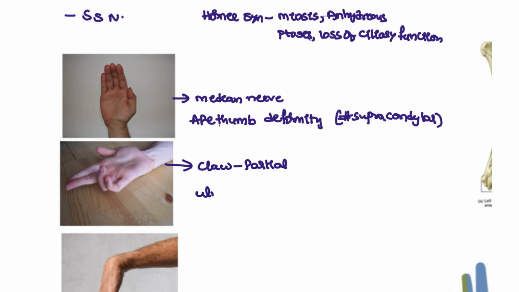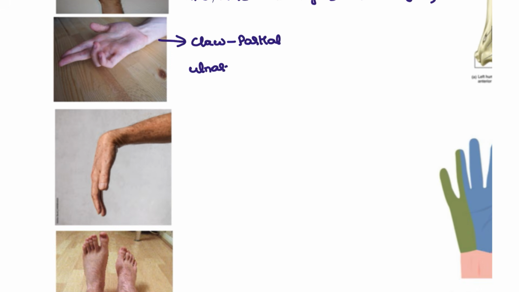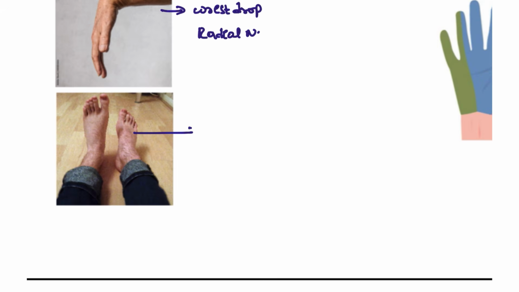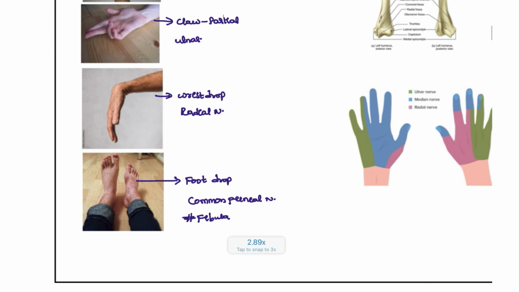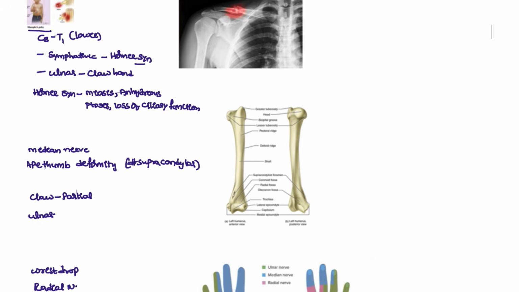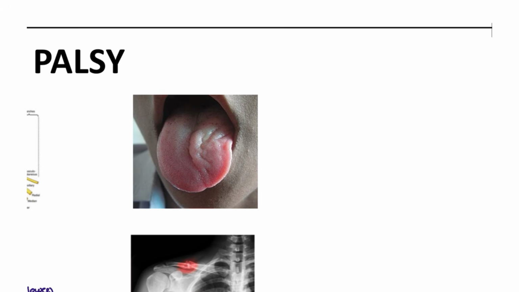Again, this is seen with ulnar nerve damage. Next, here this is the wrist drop, seen with radial nerve injury. And here this is the foot drop, seen in patients with common peroneal nerve injury. And where is the fracture? This is the fracture that you are going to see if the fibula head is fractured, which is going to compress the common peroneal nerve. Next, here you can see another picture.